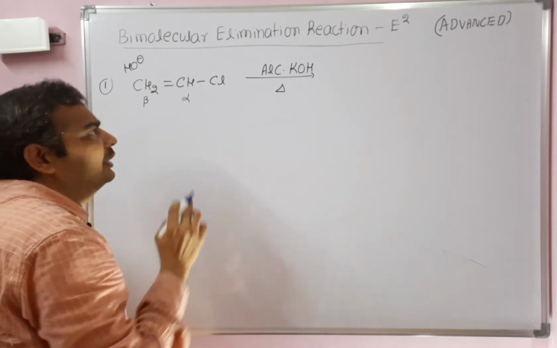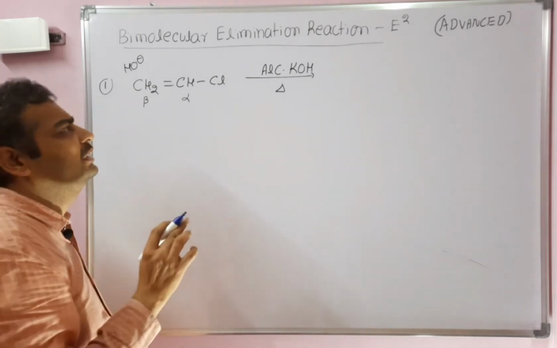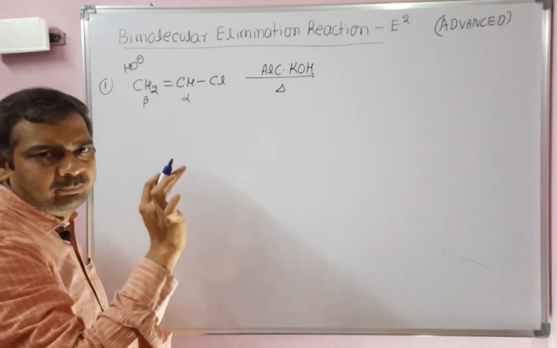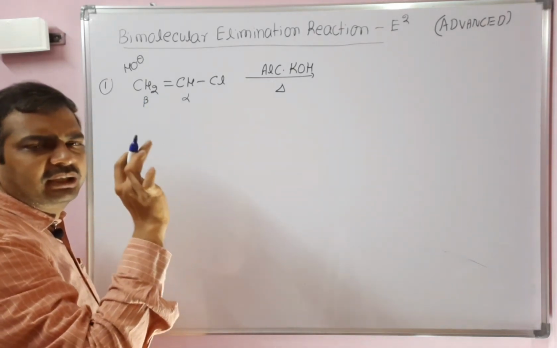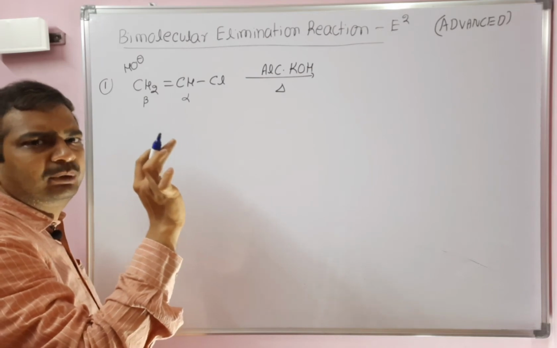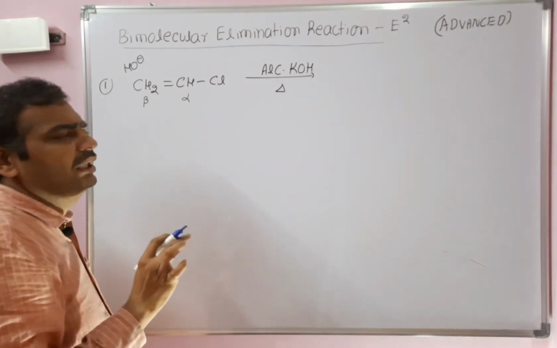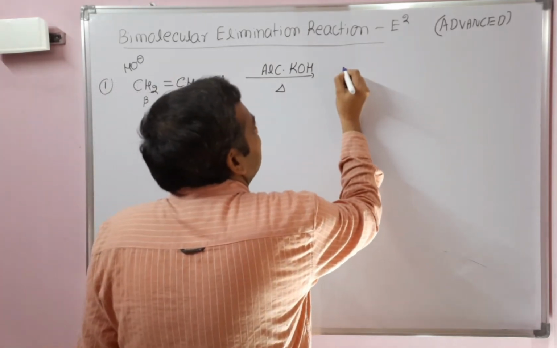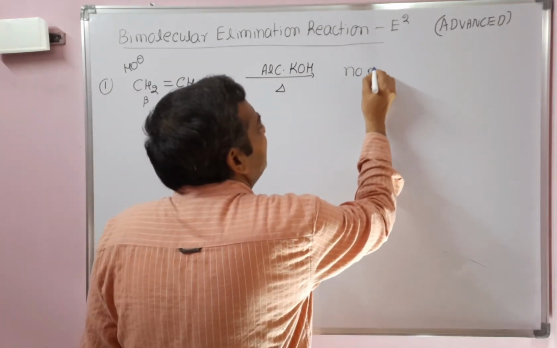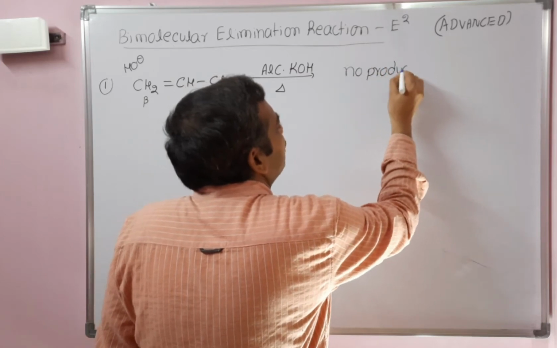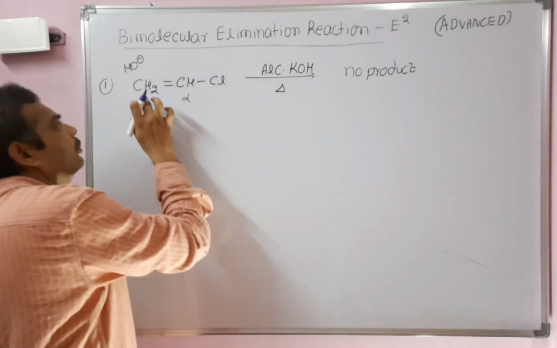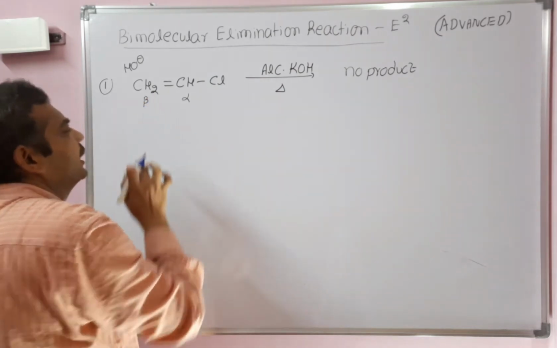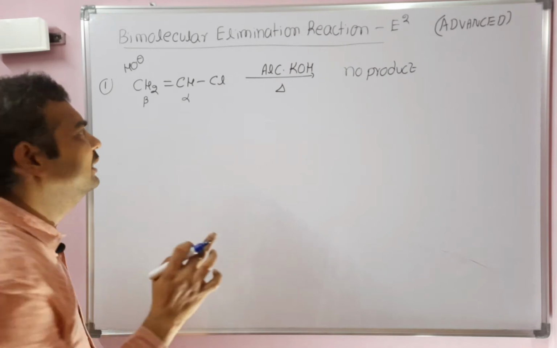But alcoholic KOH, alcoholic NaOH is not able to abstract a proton at C double bond C. On conjugation, either C double bond C or C triple bond C, KOH and NaOH are not able to abstract a proton. Here it is not possible. There is no product formed here. Why? Because normal strong bases cannot abstract a proton over conjugation. To abstract a proton here, sodamide or LDA is required.